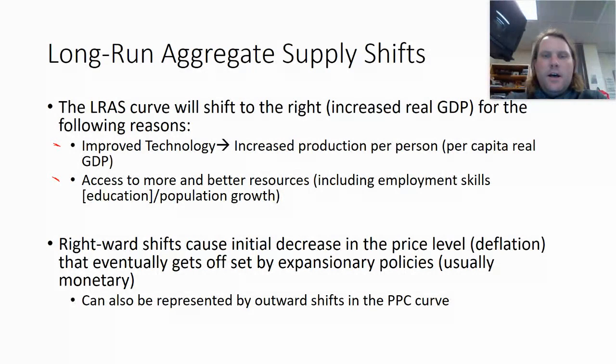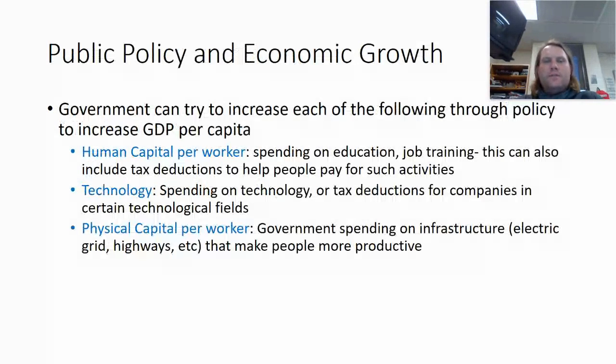Now, some things it's going to cause initially is a decrease in the price level, just kind of like an increase in supply, right? It's going to cause our price level to go down. And eventually, if we grow too fast, which is what we don't usually want to do, it's going to get offset by expansionary policies to kind of increase our demand for stuff. Okay, so it can be represented by outward shifts in our production possibilities curve.